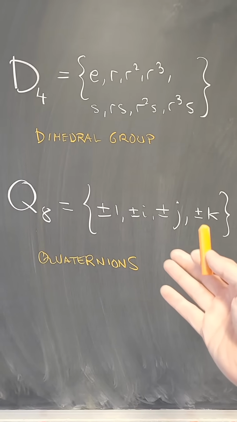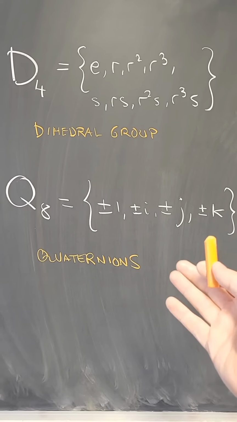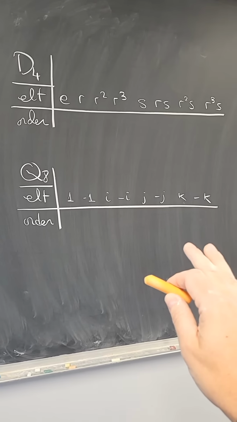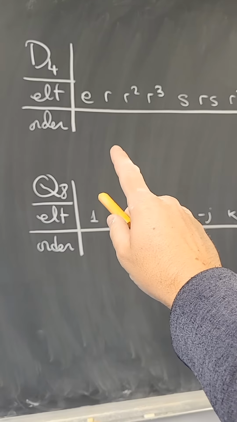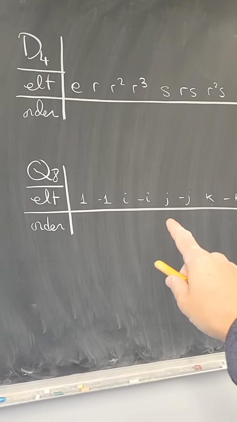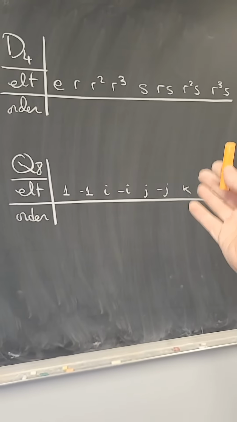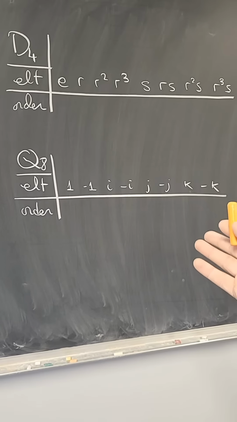These are actually two different groups of order 8. How do we prove that? Something we can do is compare the number of elements of each order in each group. And if those numbers do not coincide, then they cannot be the same group.